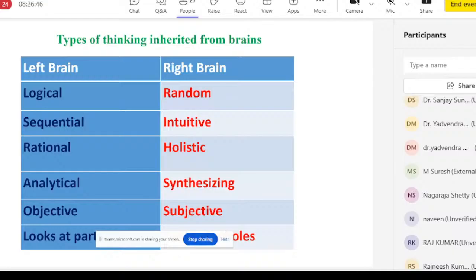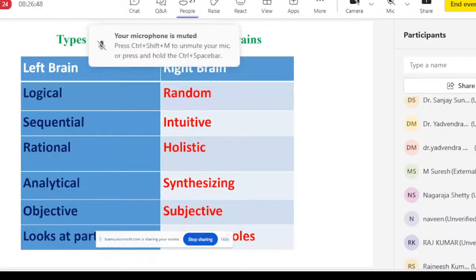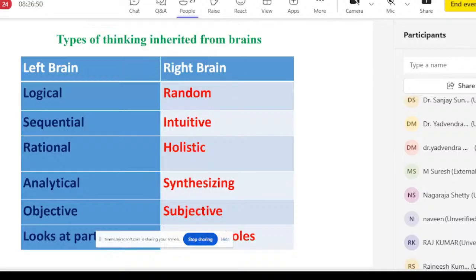It is sequential, and then it's rational, it's analytical, it's objective, and looks partial.